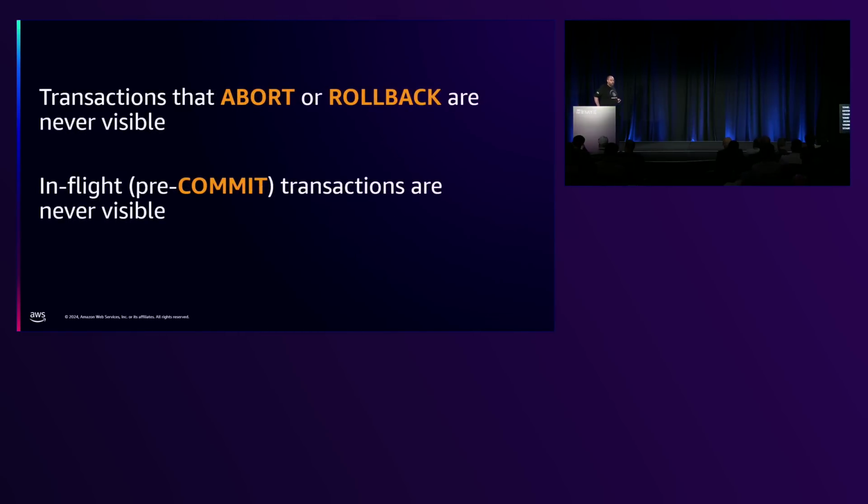Transactions that abort or roll back are never visible to other transactions in this system. In-flight, pre-commit transactions, those transactions where you've done writes, you've made some changes, but you haven't called commit yet, are never visible to other transactions in DSQL. They are fully isolated from other transactions. And so far, this sounds serializable-ish, right? Like, transactions are atomic, they happen at a single time, you don't see newer transactions, you see all old transactions. What's going on?